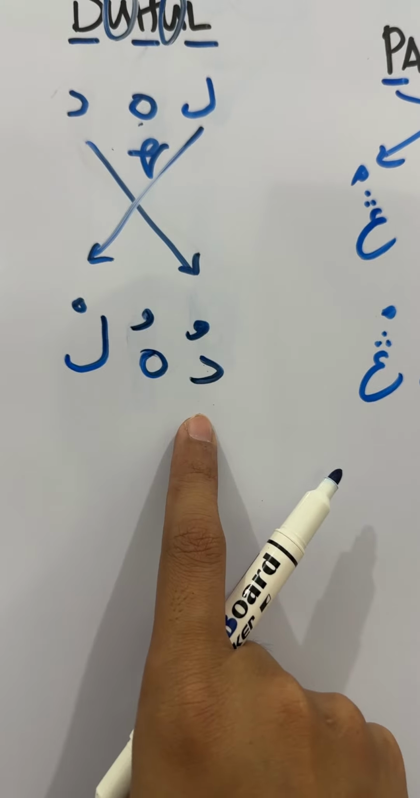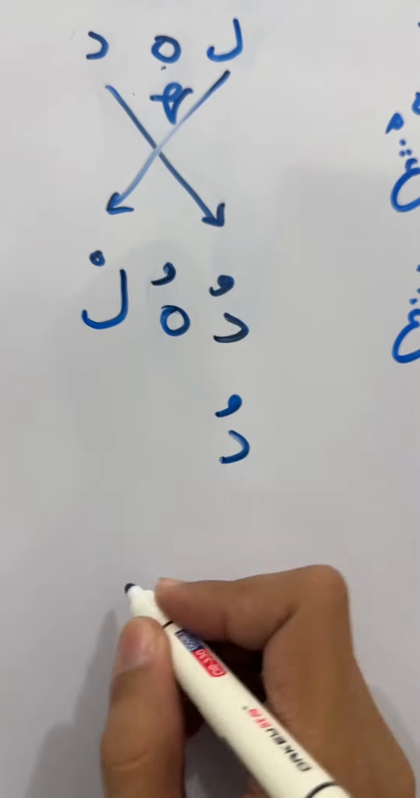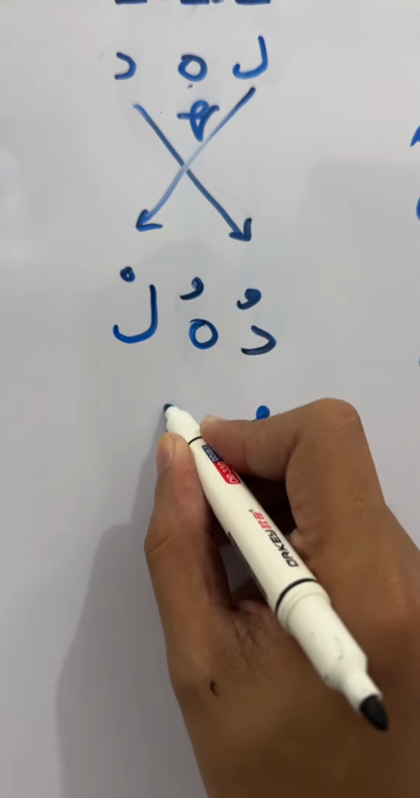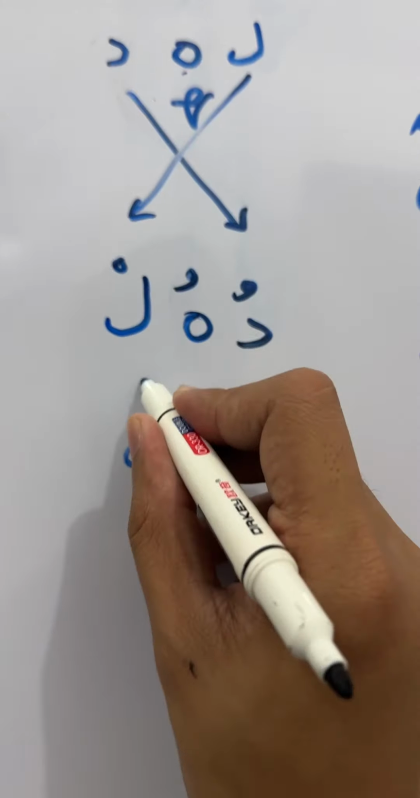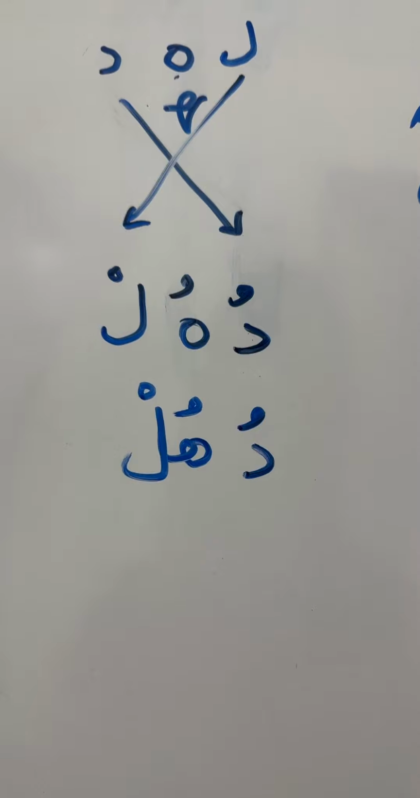So it should stand alone. If we connect this, you just write dal separately. Then we will connect ha and lam. Right. So that's how you write it. Duhul.